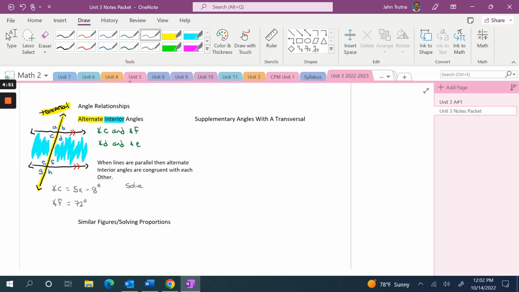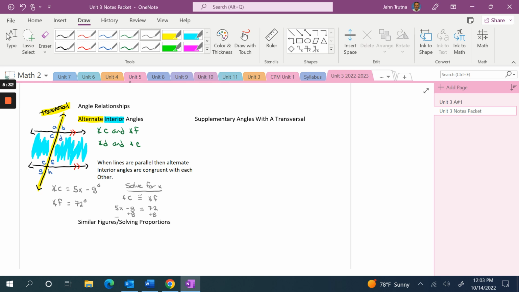And what I could be doing, I'm using the fact that when I have parallel lines, alternate interior angles are congruent with each other. Okay, so that means that angle C is going to be congruent with angle F. Okay, angle C is represented by the algebraic expression 5x minus 8. Angle F is 72 degrees. So to solve for x, I create the equation 5x minus 8 is equal to 72. And then I use algebra to solve.